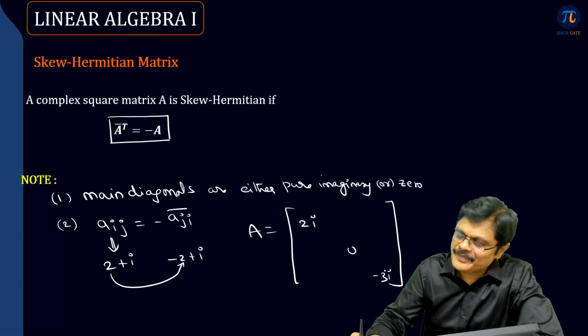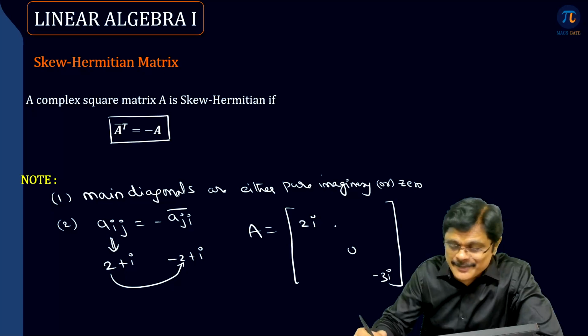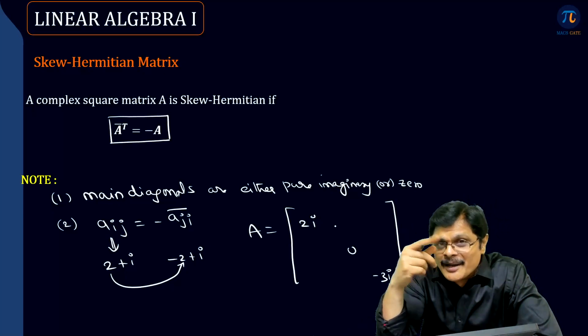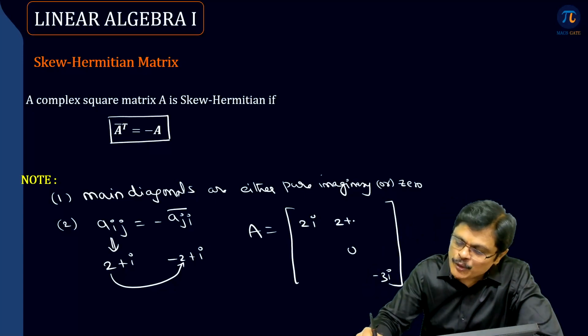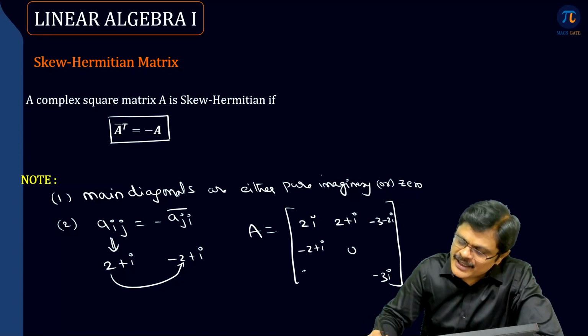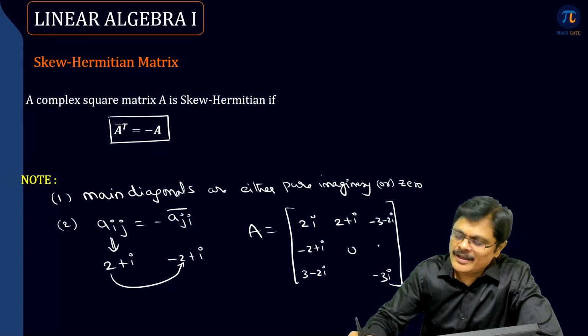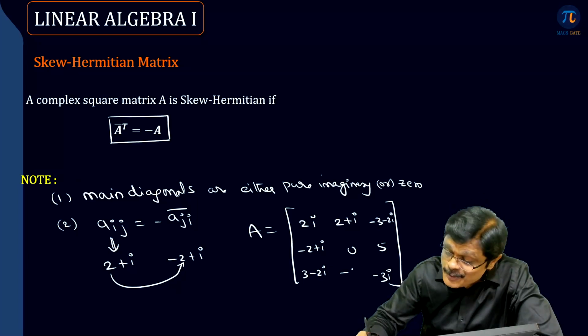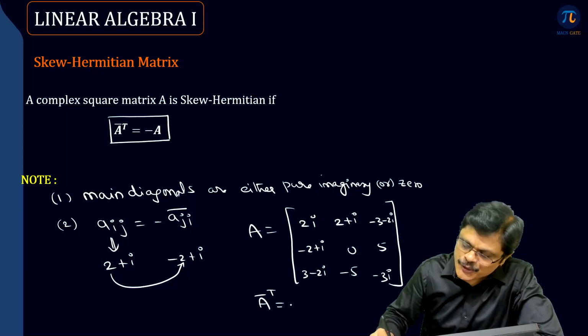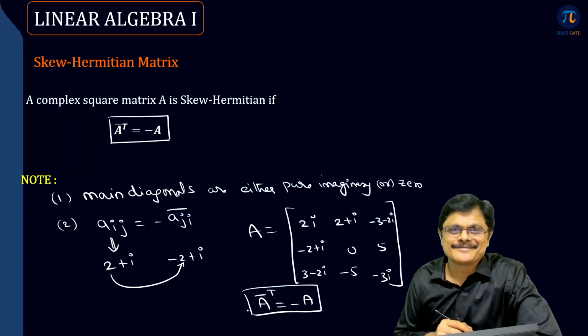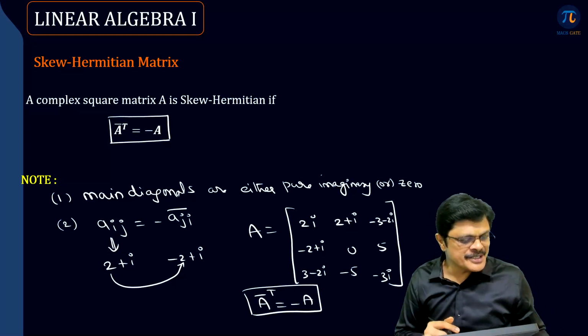Whereas the off diagonal elements, what should happen? The mirror images must be minus conjugates of each other. Suppose if I put 2 plus i, it should be minus 2 plus i. Suppose if it is minus 3 minus 2i, then it is 3 minus 2i. You can verify, sir: conjugate, transpose, you do it, it will be definitely minus of the matrix. Am I clear? So that is about skew Hermitian matrix, my dear.